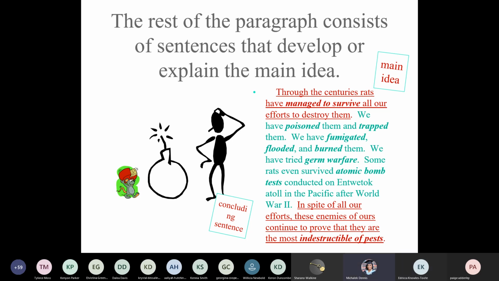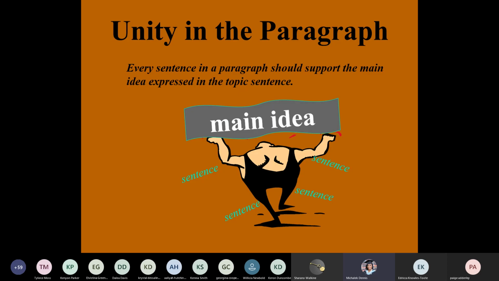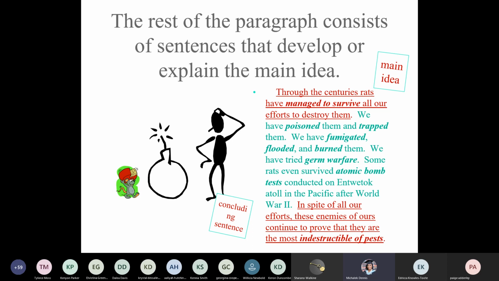I'm going to ask this question. Do the supporting sentences in the middle support the main idea, which is your topic sentence? Does it support it? It does. Now, good job. Now, this is what I want you to do.